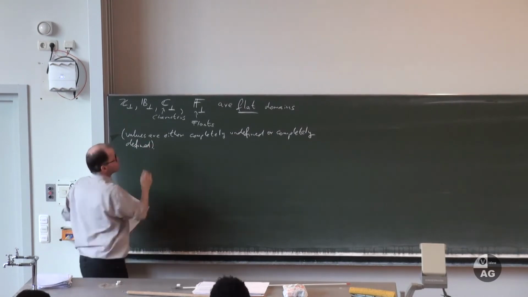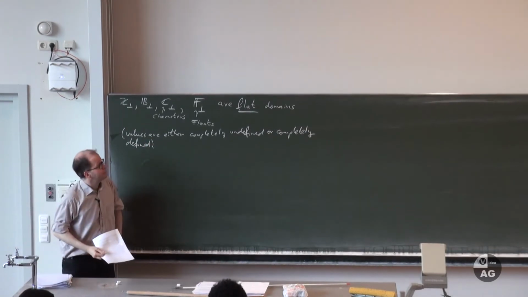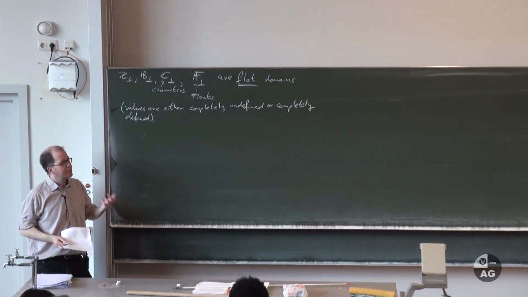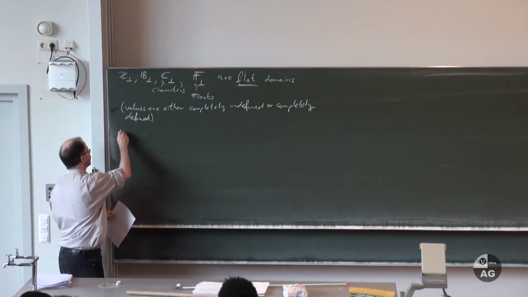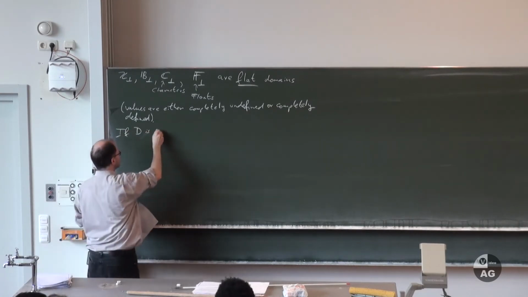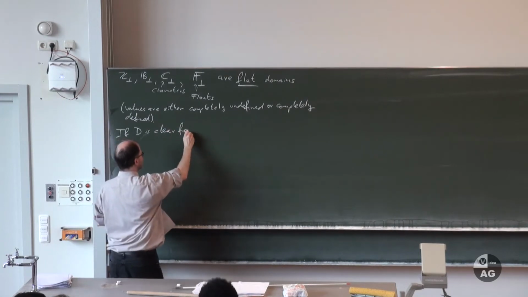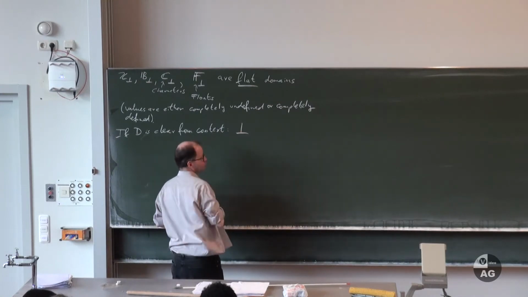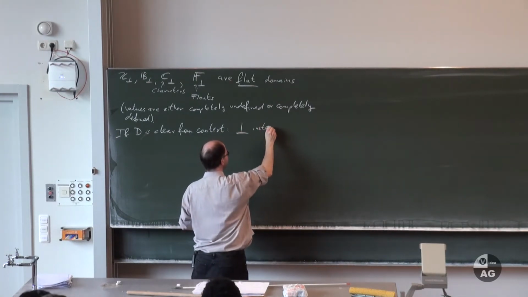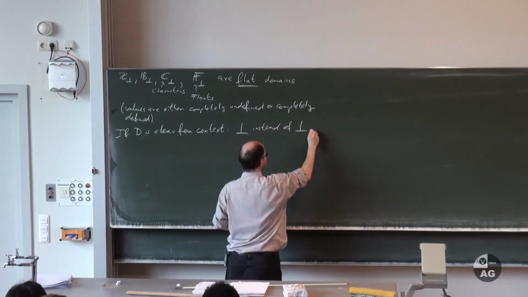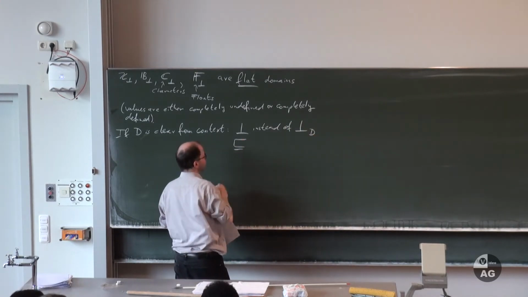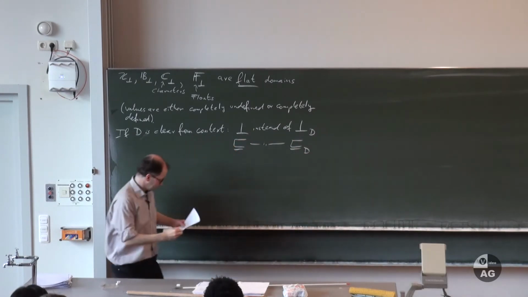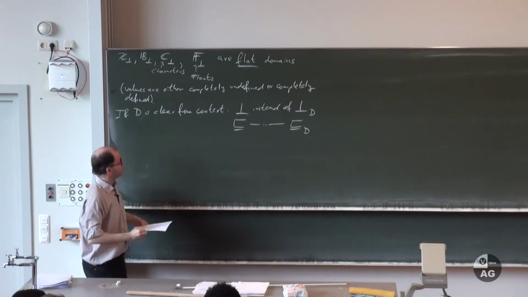And to save some energy with writing, if the domain D is clear from the context, then we omit this index D. So if D is clear from the context, then we write just bottom instead of bottom D. And we also write less defined or equal without index instead of less defined or equal with index D. So this eases the notation a bit.